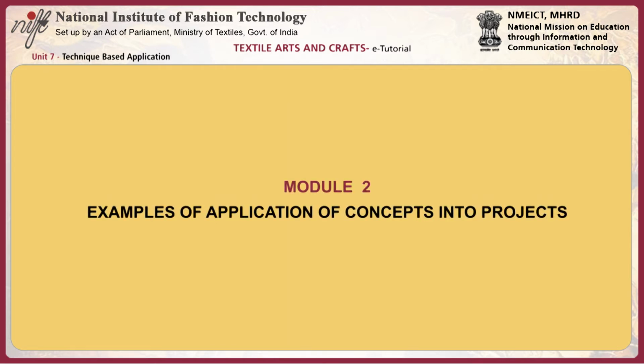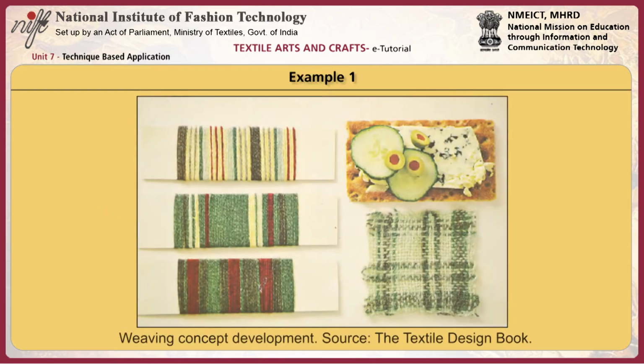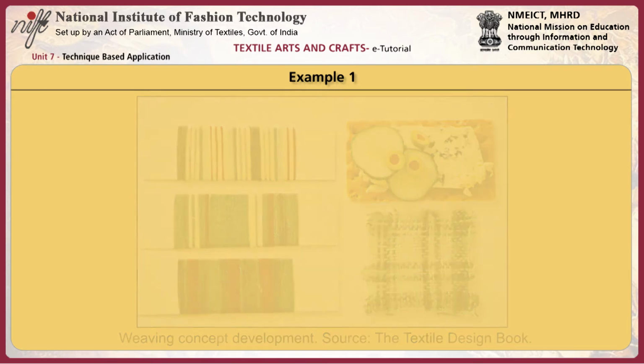Now, the module reviews examples of concepts that have been successfully applied to projects. We will now look at some examples of application of concepts into products. A sandwich was the starting point of this weaving swatch. The colors of the sandwich were tried out by using different yarn colors and wrapped up on a thin cardboard as concepts. Then one of the striped combinations was woven in a plain weave to develop the textile swatch.